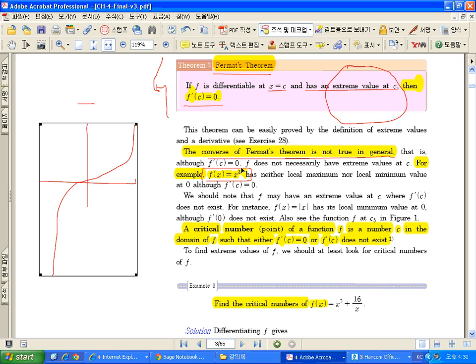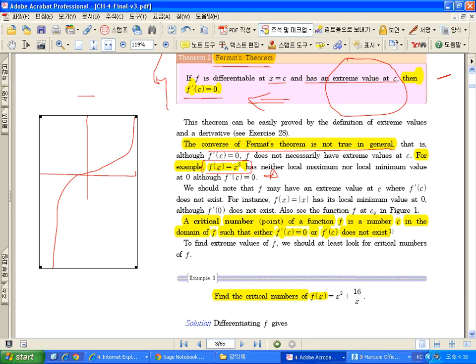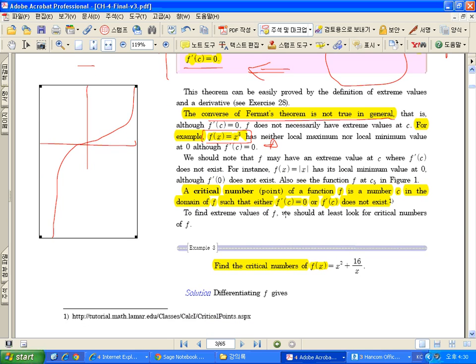This says the converse of Fermat's theorem does not work. Even though it is differentiable and f prime of 0 is equal to 0, this continuous function may not have an extreme value at c equals 0. This example shows it. But even though the converse is not true, Fermat's theorem is true and important.